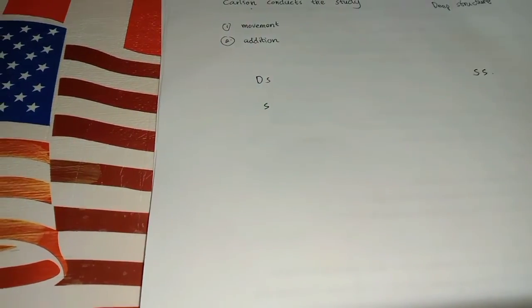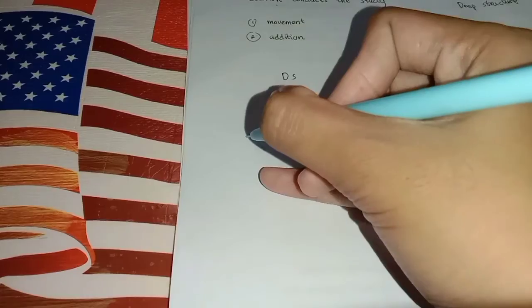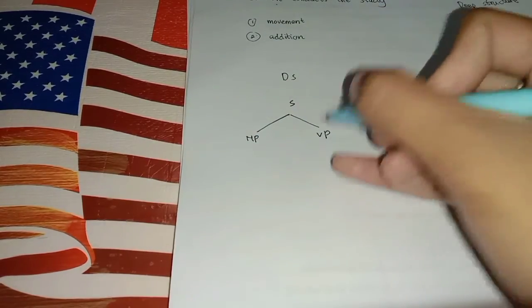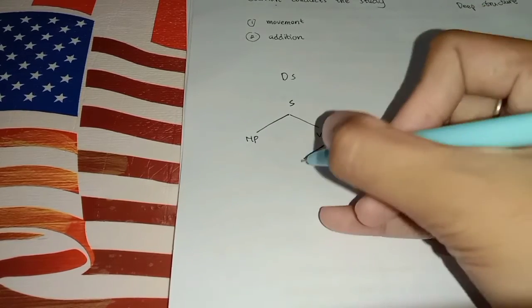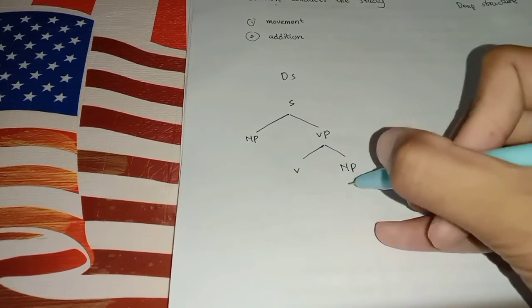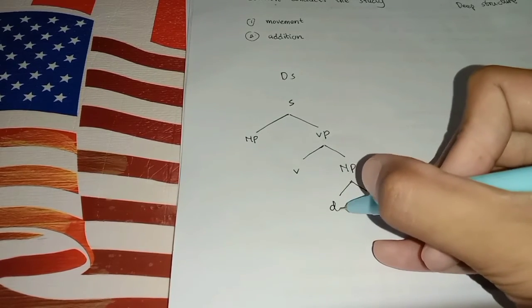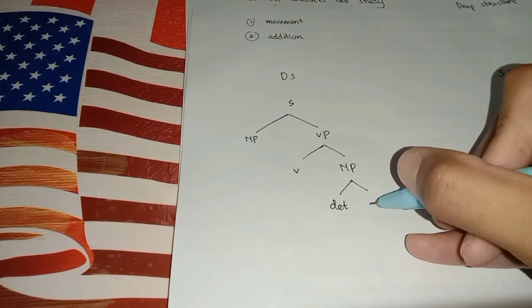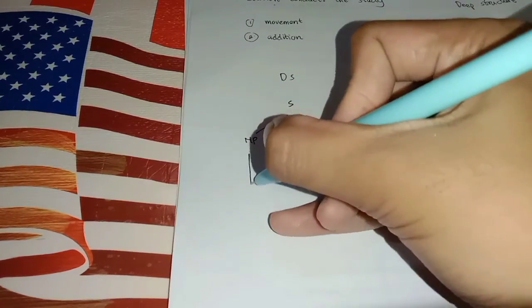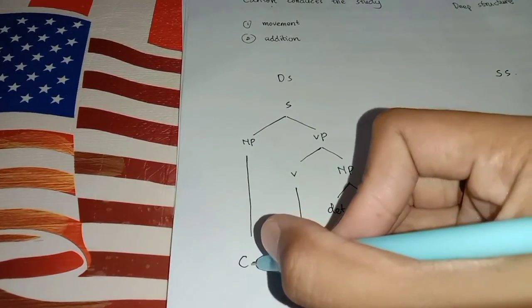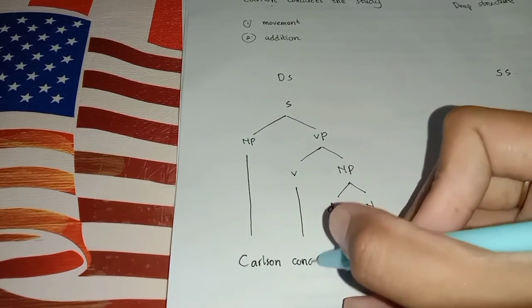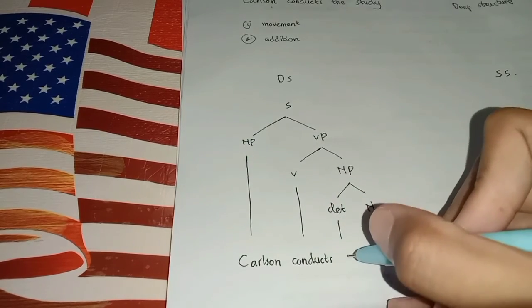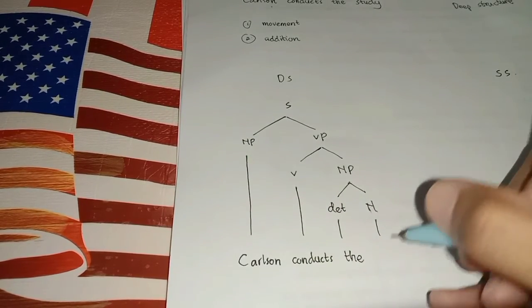DS, or deep structure. Sentence is noun phrase and verb phrase. The noun phrase is Carlson. The verb phrase is conducts the study. The study is noun phrase. We can divide it again into determiner plus noun. Noun phrase is Carlson. Verb is conducts. Determiner is the, and noun is study.